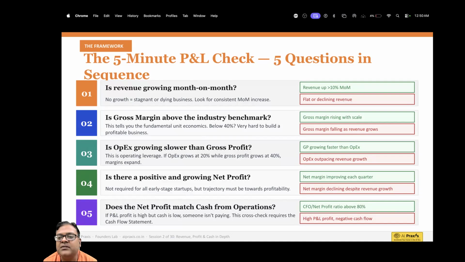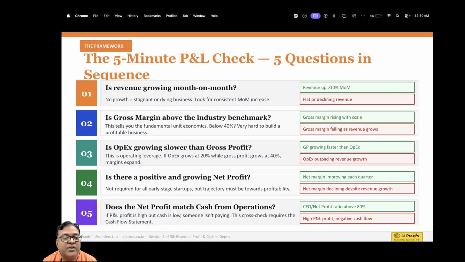Very simple. Let's assume 10%. No growth is equal to stagnant or dying business. So look for consistent MOM increase. Flat or declining revenue means nothing is happening. You'll have to do something, do some pivoting, do some changes.